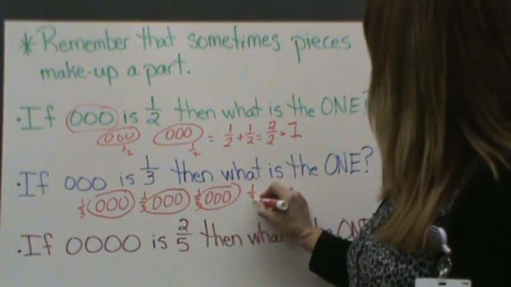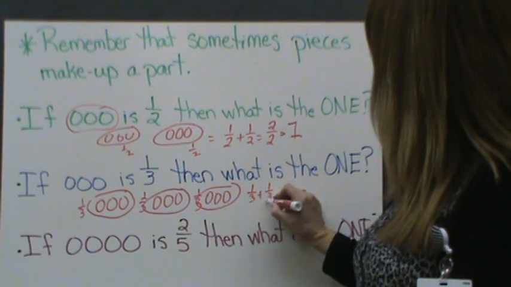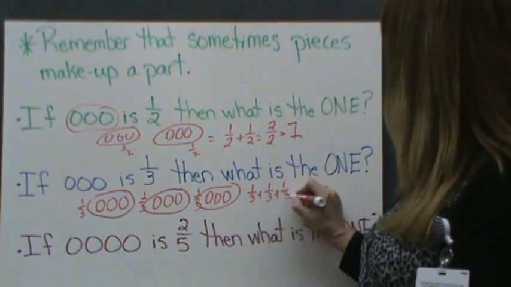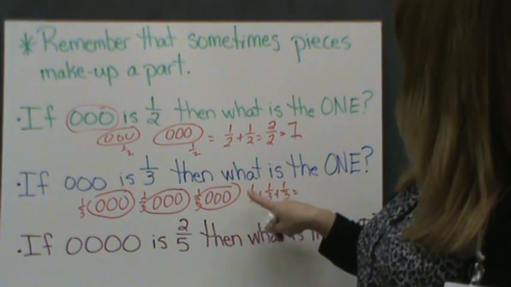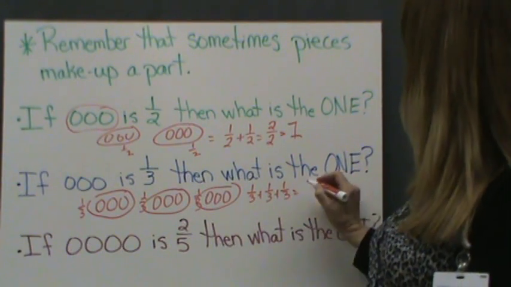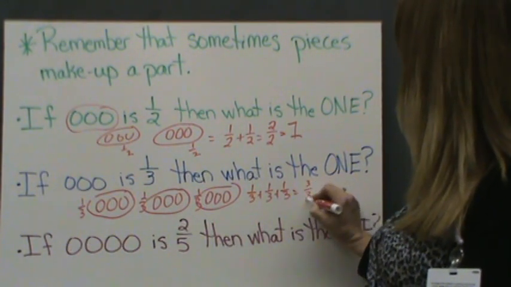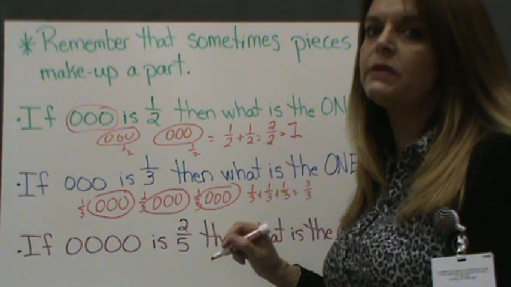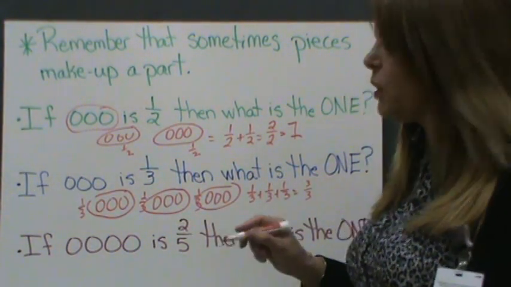So we come over here and we write the equation. And we add it. 1/3 plus 1/3 plus 1/3 is 3/3. Numerator, denominator the same, so it must equal 1.